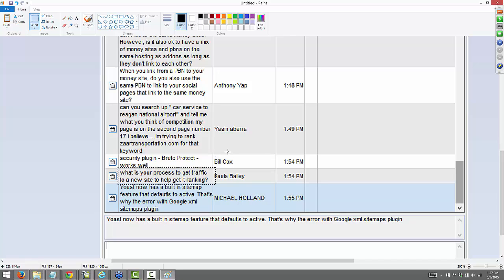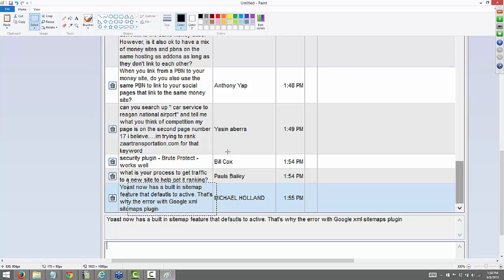What is your process to get traffic to a new site to help get it ranking? Usually I don't worry about that unless it's stuck for a while, Paula, but you can use something like Micro Workers, where you can pay people to visit your site. You can pay them to do something specific, like go to my site, count how many images are on my page, and report that back to me. That way people are going to your site, staying on it for a little while, and you're getting natural visitors. You can use something like that, but usually I don't mess too much with that stuff.